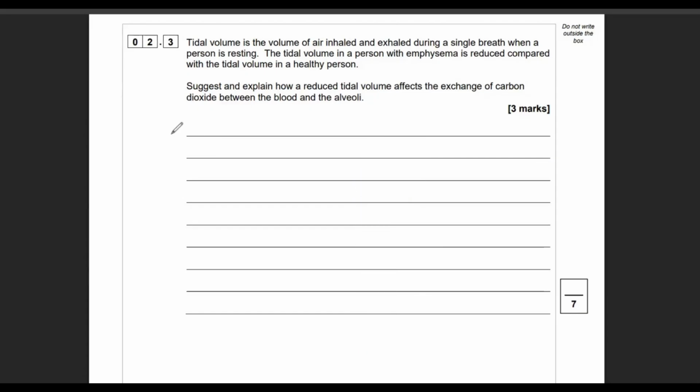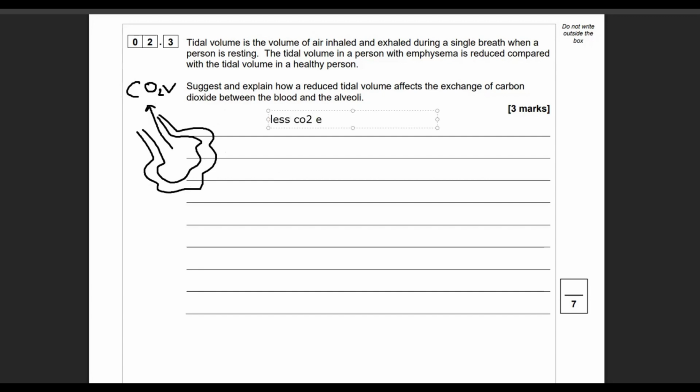Okay, let's get on with 2.3. So tidal volume is the volume of air inhaled and exhaled during a single breath when a person is resting. The tidal volume in a person with emphysema is reduced compared with the tidal volume in a healthy person. Suggest and explain how the reduced tidal volume affects the exchange of carbon dioxide between the blood and the alveoli.